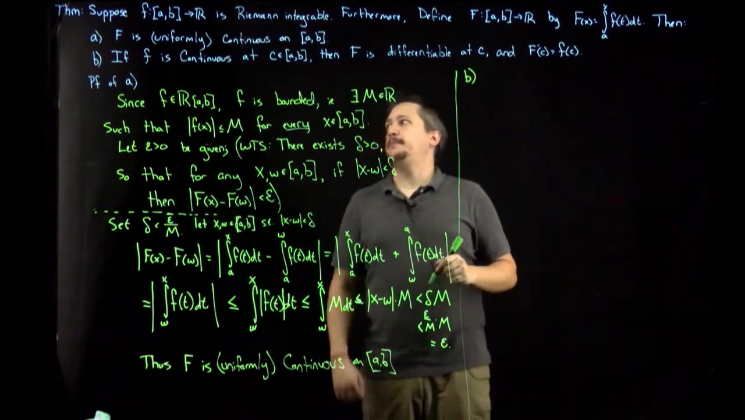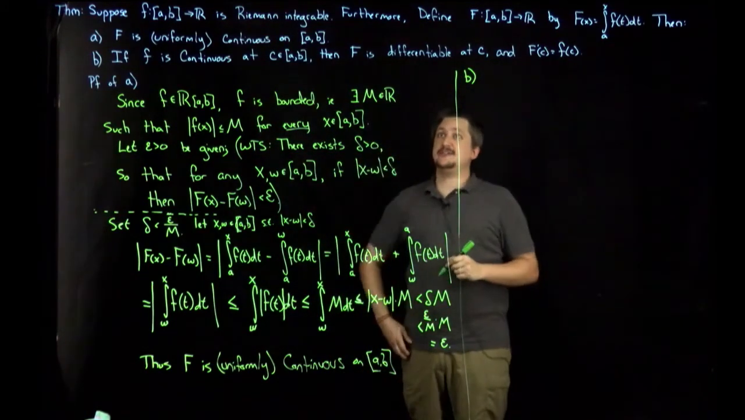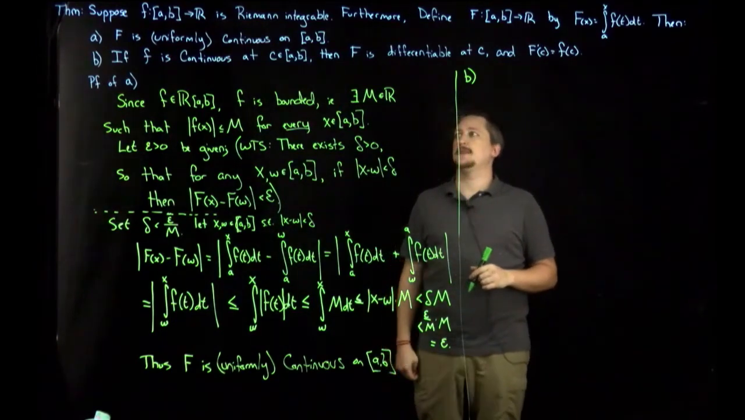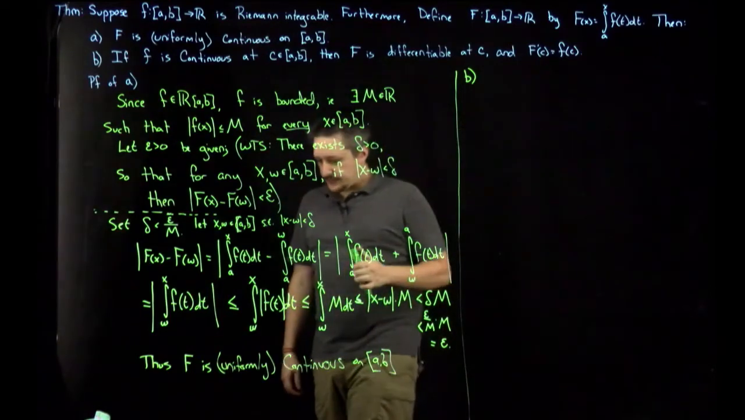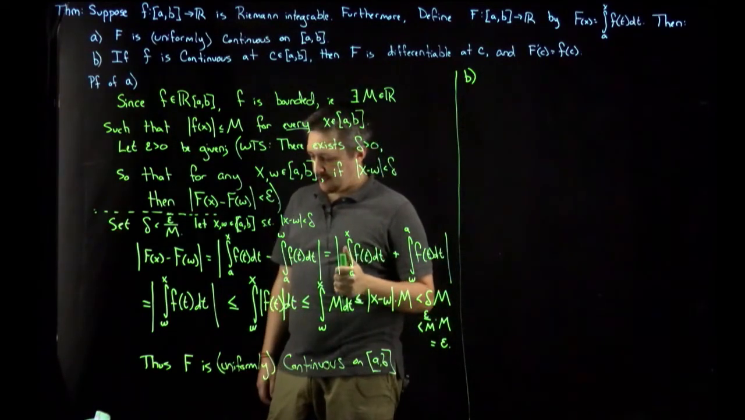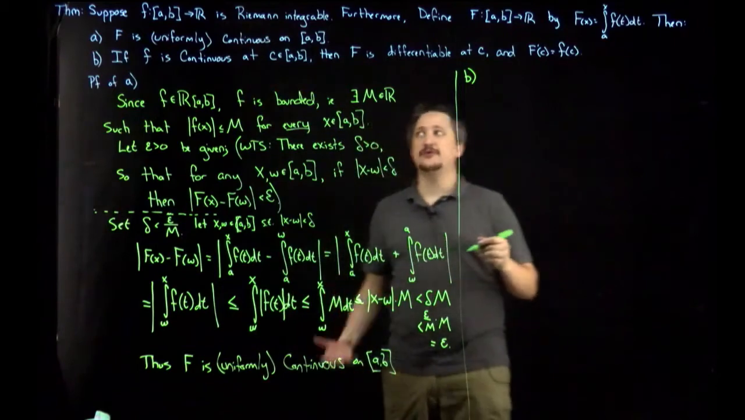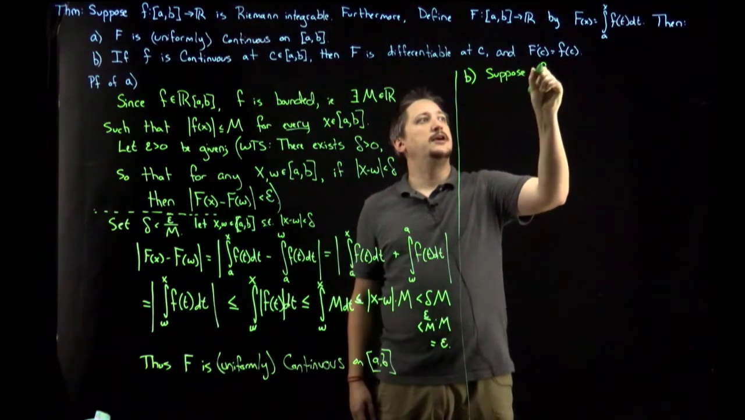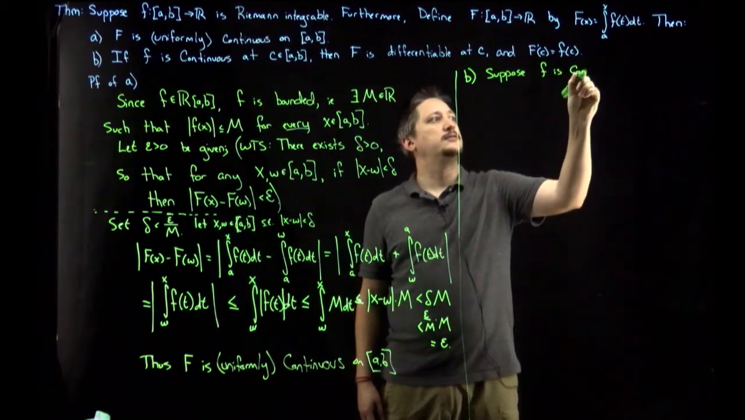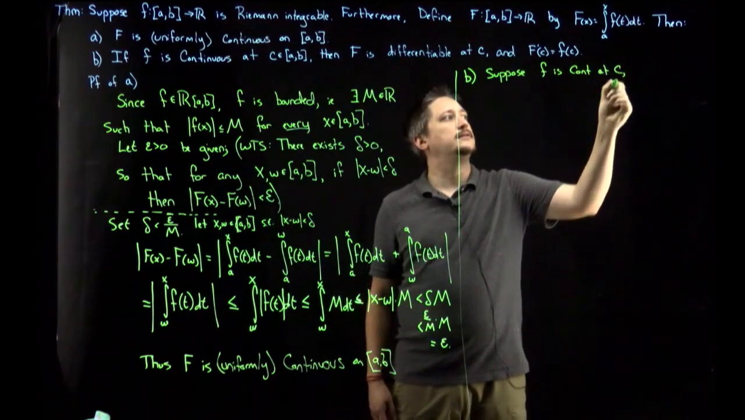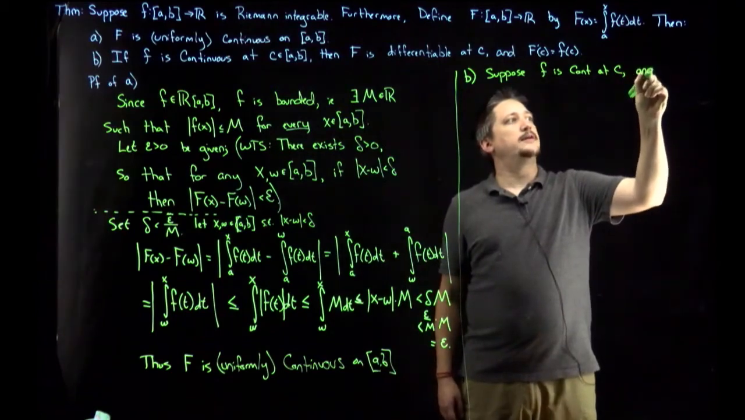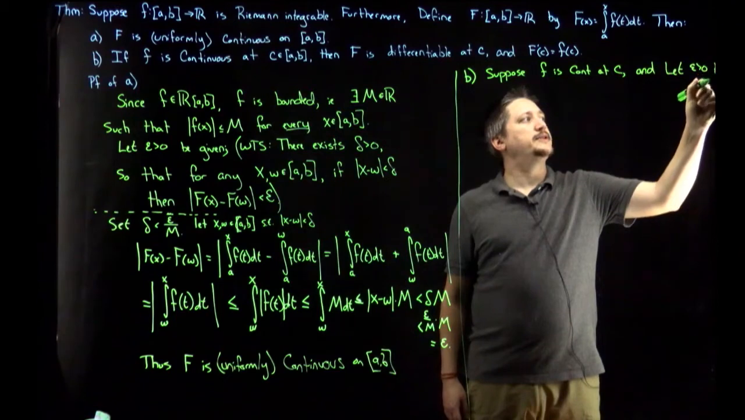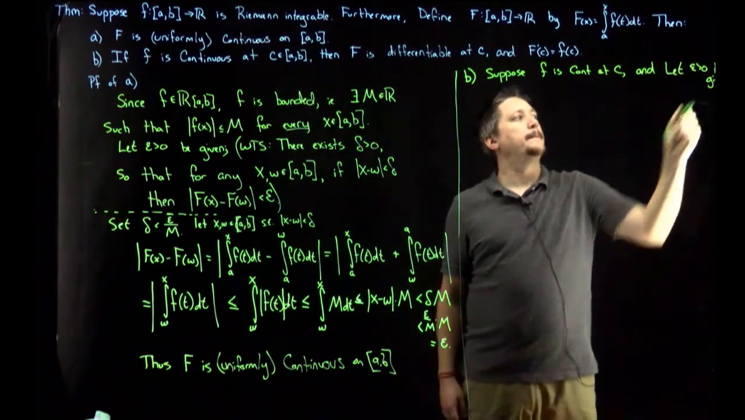So proof for part B. If f is continuous at C, then F is differentiable at C, and indeed F prime of C is f of C. Okay, so if we have that it's continuous, what does that mean? So first suppose f is continuous at C, and let epsilon greater than 0 be given. Standard, right?